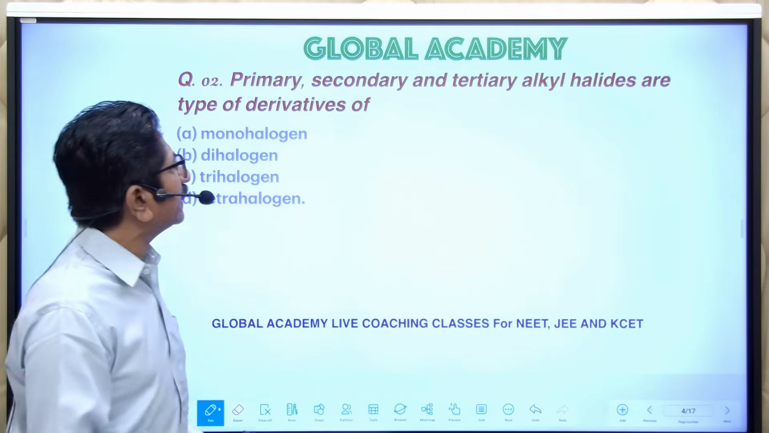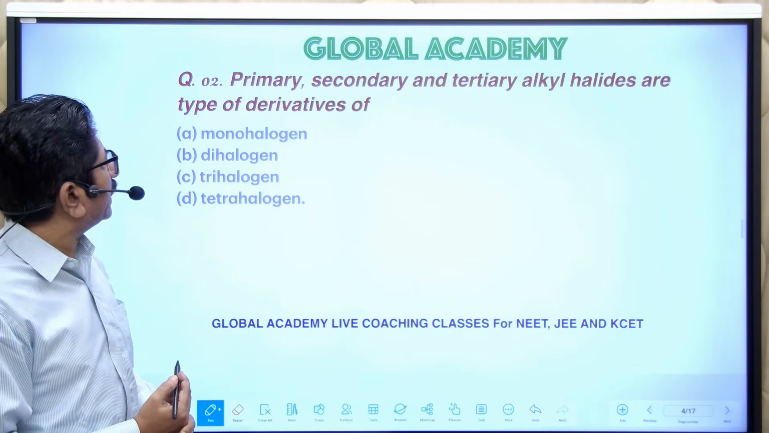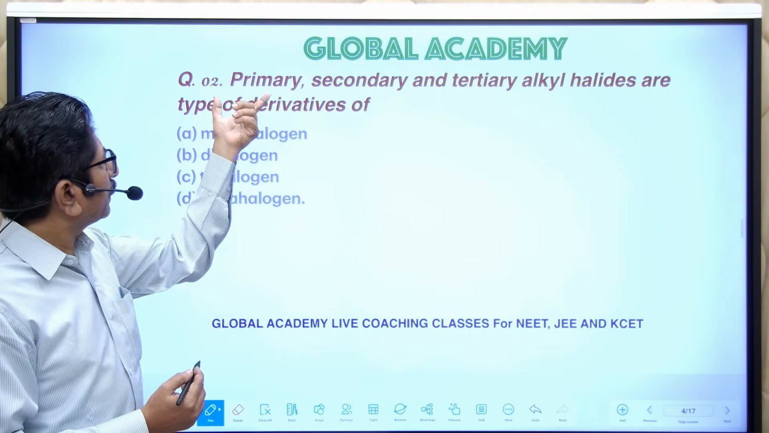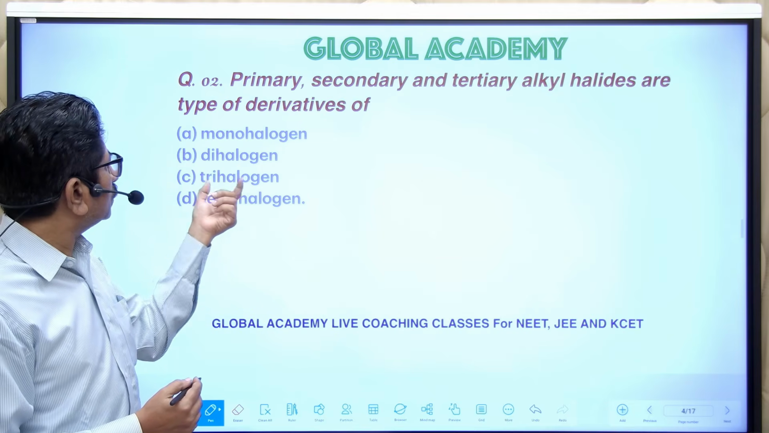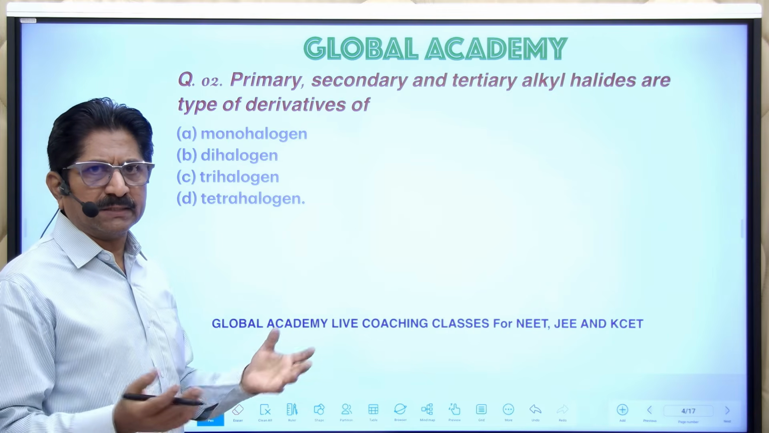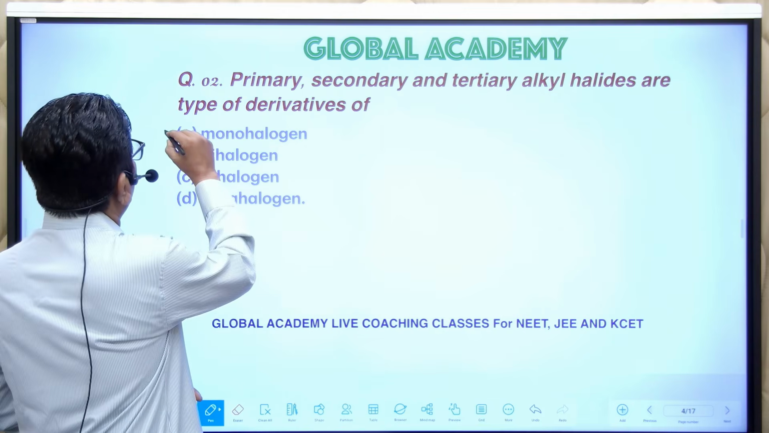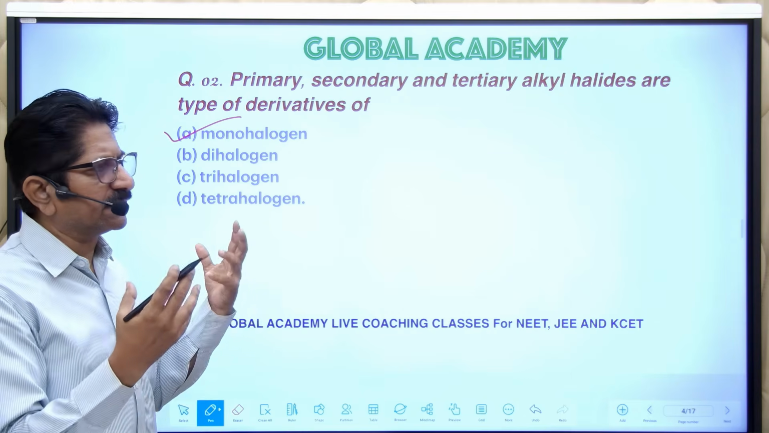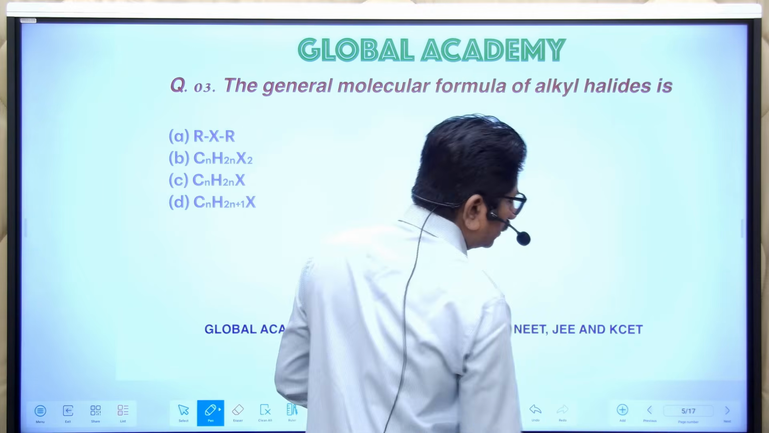Now move to the second question. Primary, secondary, and tertiary alkyl halides are the types of derivatives of mono halogens, dihalogen, trihalogen, or tetrahalogen. I think you know that in the theory it is already taught that they are monohalogen derivatives. The primary, secondary, and tertiary are the monohalogen derivatives. So that is question number 2.